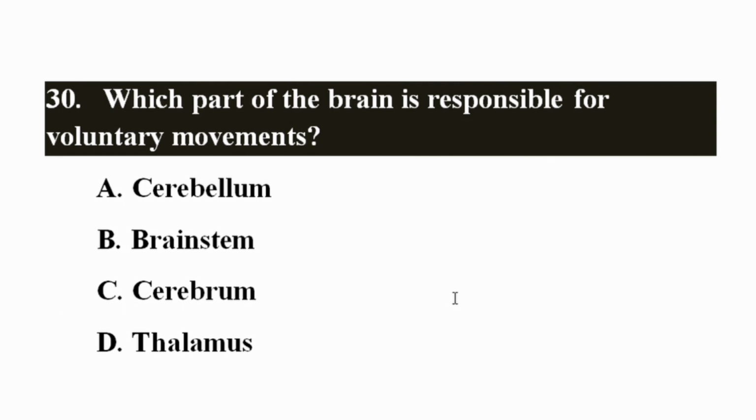Which part of the brain is responsible for voluntary movements? The right option is Charlie, cerebrum. The cerebrum is responsible for voluntary movements.